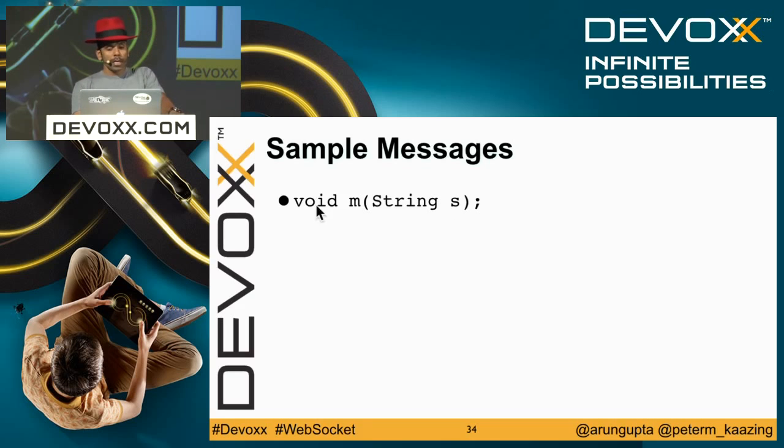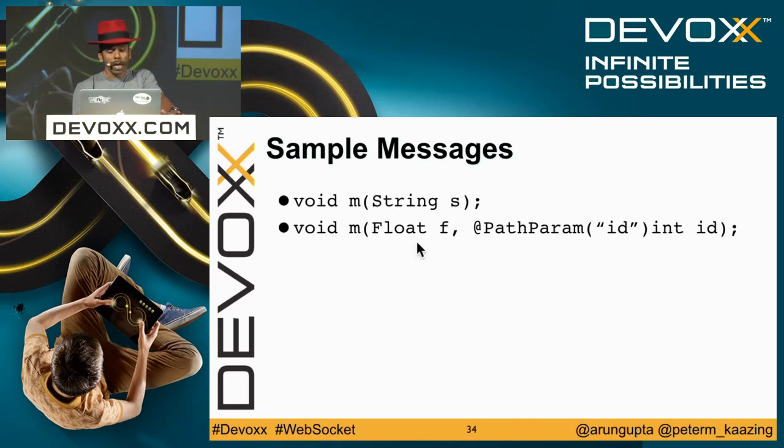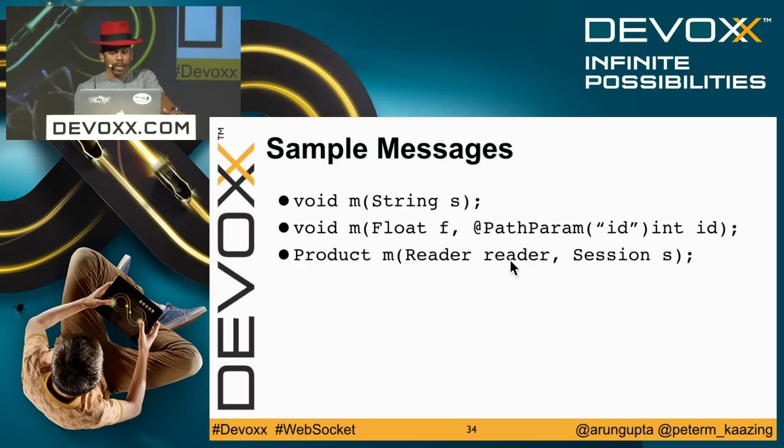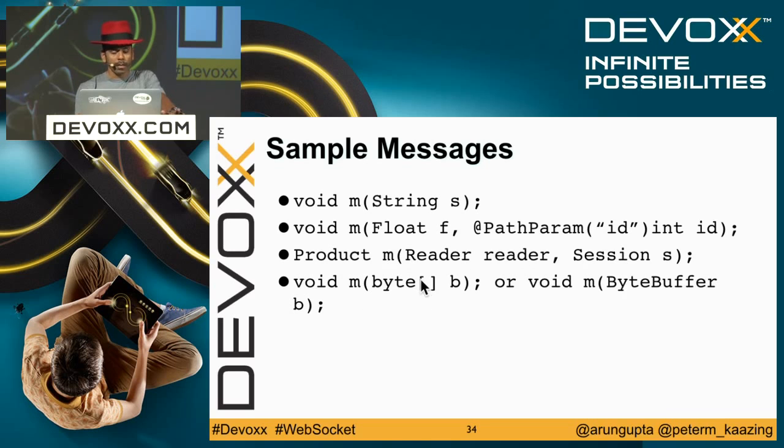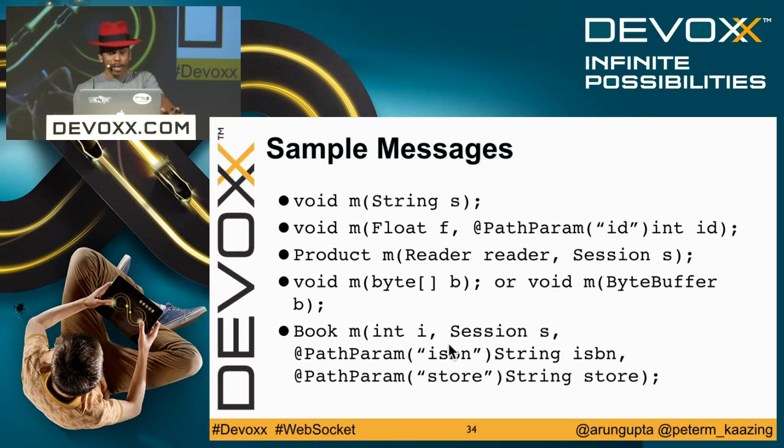So in my sample message, the method name does not matter. All that matters is the @OnMessage annotation. I have a simple string payload. I could have a float, in which case the string payload is converted to float, and I have a variable path parameter here using the @PathParam annotation. I could take a Reader, and in this case I'm getting more details about my session, which is between client and server. For a byte payload, I can say byte array or byte buffer. Or I can have a little more elaborate method: a string payload mapped to integer, a session giving me more detail about the client and server communication, and a couple of path parameters over here.